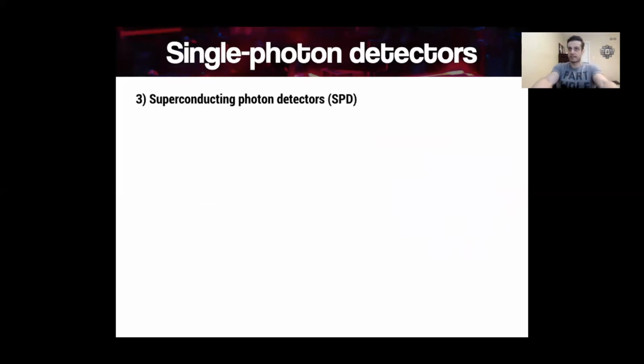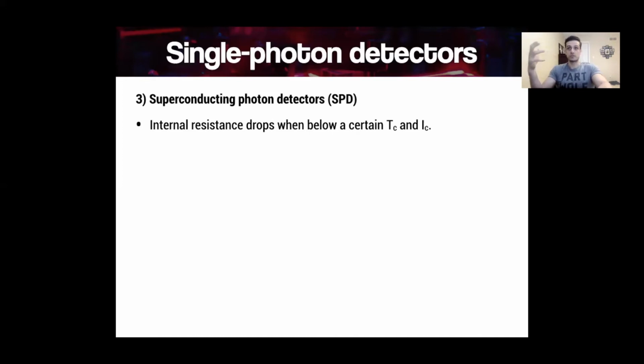Another type are superconducting photon detectors, which are pretty neat. You're probably pretty familiar with superconductivity now, since we just did superconducting qubits, but it's important to remember that the internal resistance of a superconductor drops. And actually, to be more general, the superconducting properties of a superconductor are present when it's below a critical temperature and below a critical current. So if the temperature gets too high or the current gets too big, it breaks superconductivity. And each of these types of breaking can be used to detect photons.